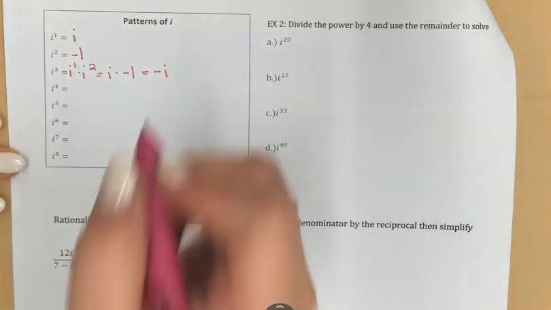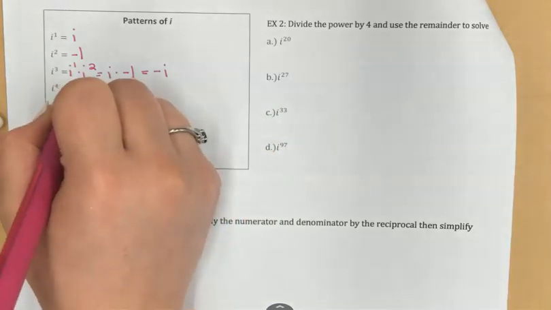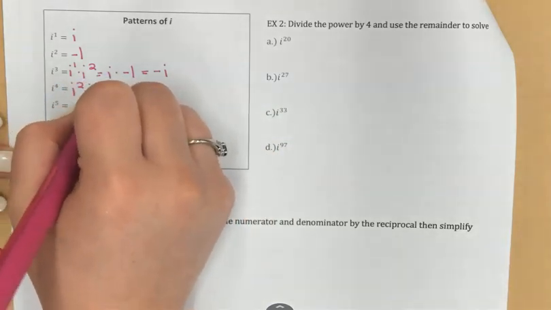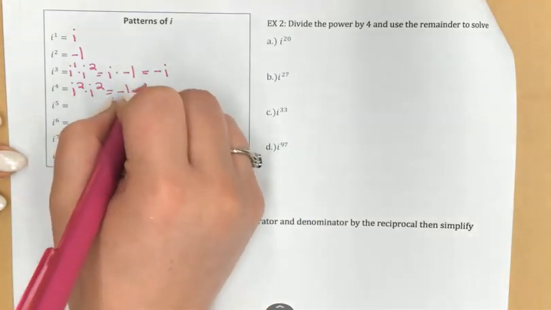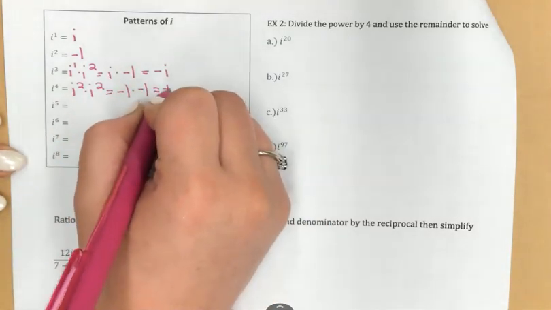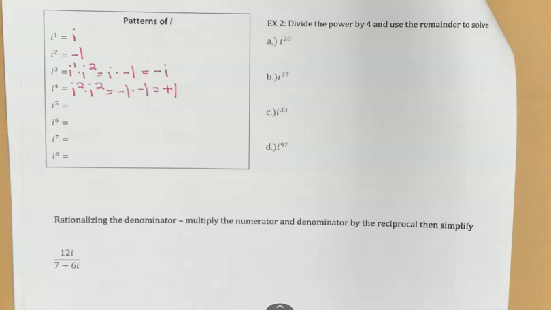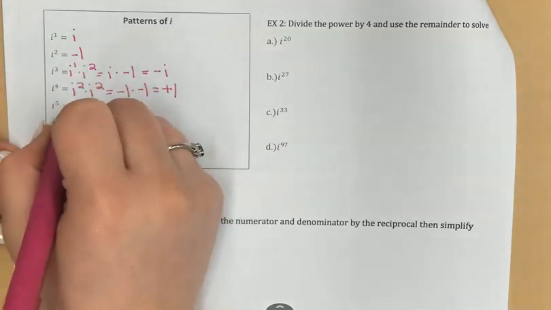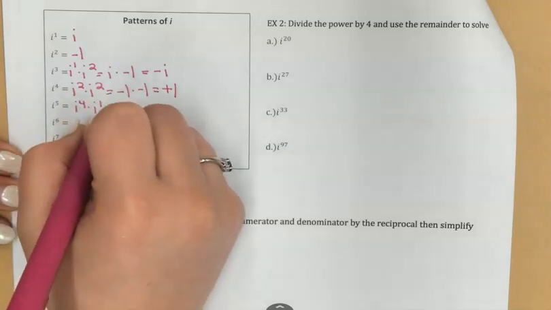If I move on to i to the fourth, I could rewrite that as i squared times i squared, which would be -1 times -1, which is +1. Moving on, i to the fifth, that would be the same thing as i to the 4th times i to the 1st.